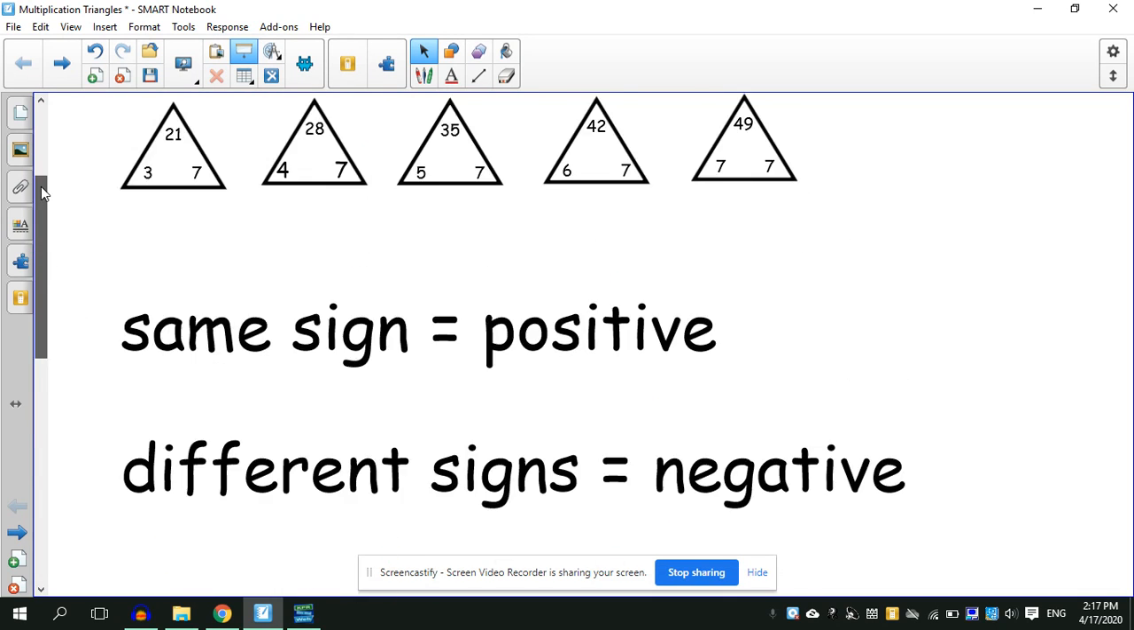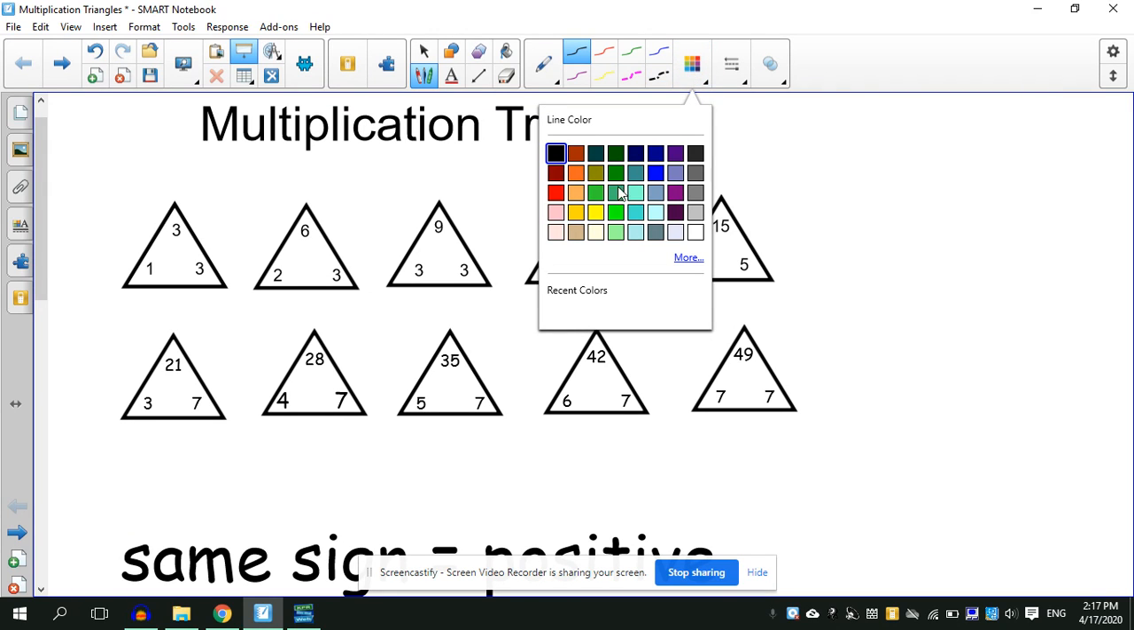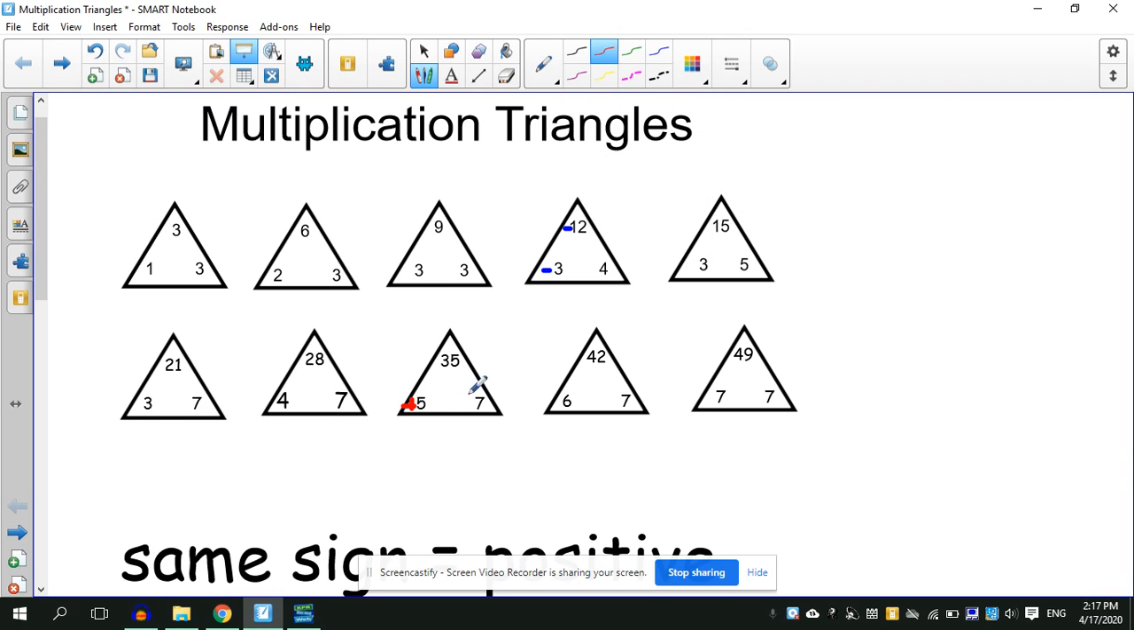So going back to our integer triangles, let's do red for this. So positive 5 times positive 7 equals positive 35. However, let me erase that. If we've got a negative in here, it changes things. So positive 5 times negative 7 will give us a negative 35.